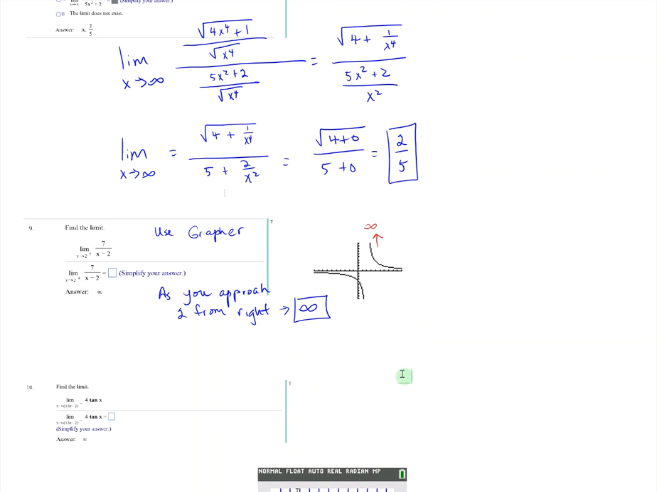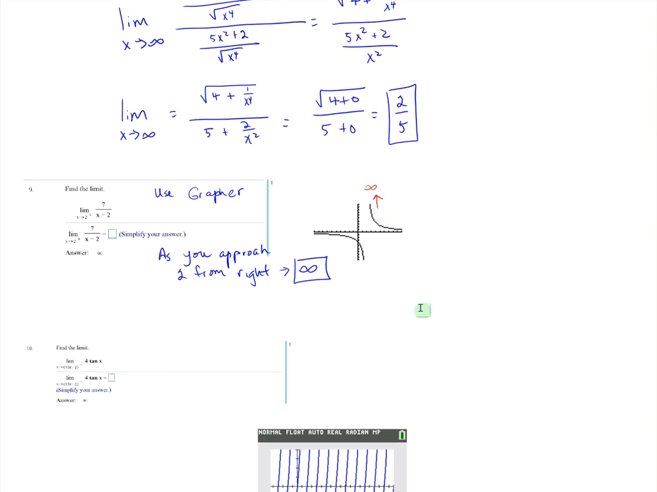Number 9, find the limit as x approaches 2 of 7 over x minus 2. We're going to use our grapher. If we put that in our grapher, we get a rational function that looks like this. And we're approaching 2 from the right. As we're coming towards 2, where's our function going? To infinity. As you approach 2 from the right, you go to infinity.